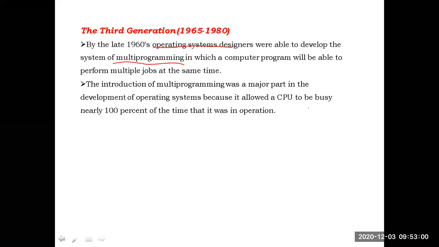The third generation OS is able to support multi-programming. That means it can accept multiple jobs at a time. With this multi-programming, the benefit is we are able to use the CPU 100%. We are efficiently using the CPU.